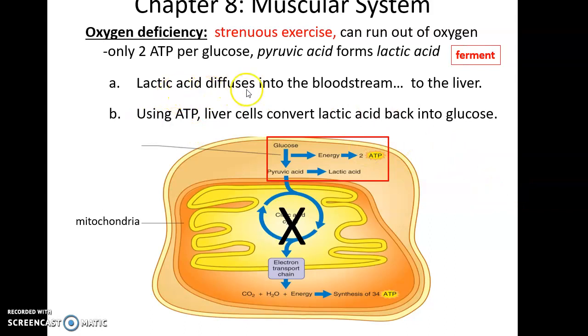The lactic acid ends up being returned to the bloodstream, where it goes to the liver. And then the liver will turn the lactic acid back into glucose. So oxygen deficiency is when the muscle fiber is out of oxygen, and so now it's using glucose inefficiently. And to try to get that glucose back, the lactic acid produced gets sent to the liver.